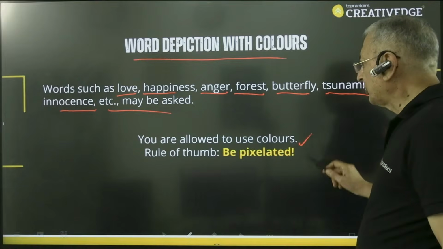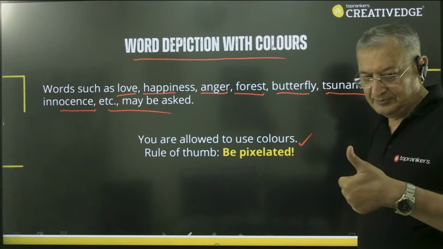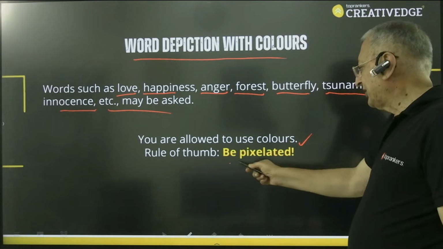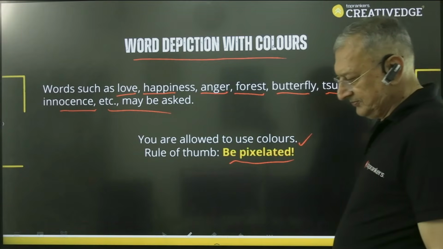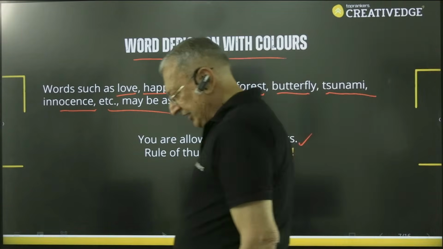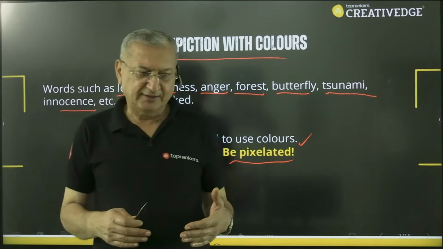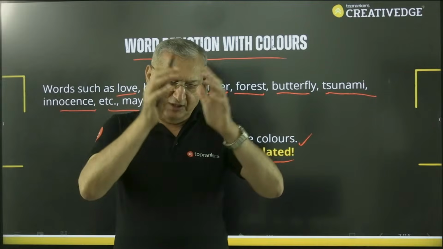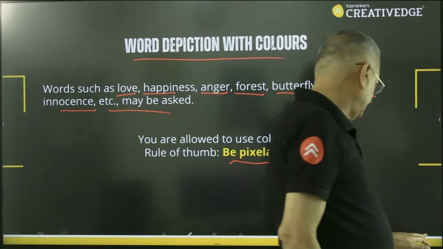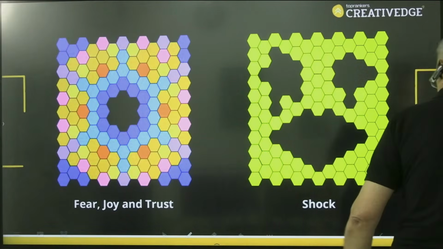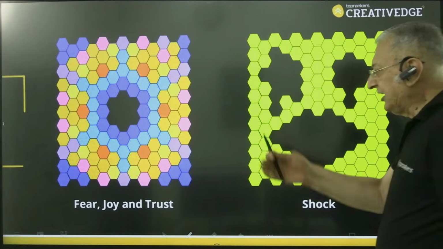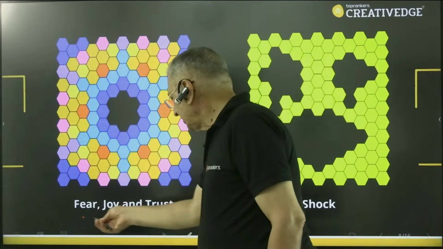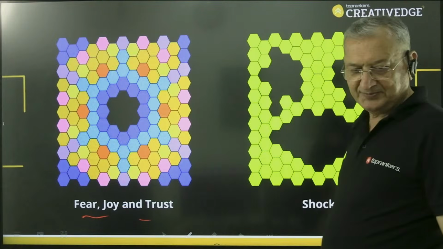You're allowed to use color. Rule of thumb, be pixelated. How would you take this? Be pixelated. That means spread your color into pixels. A lot of new things, right? Chalo, let us see. Fear, joy, and trust.